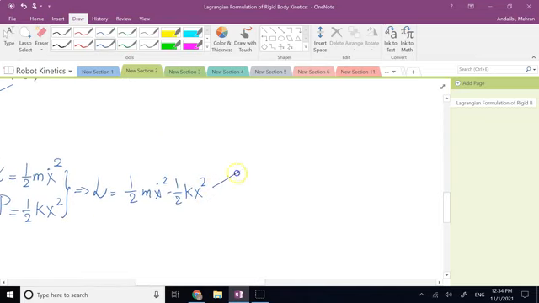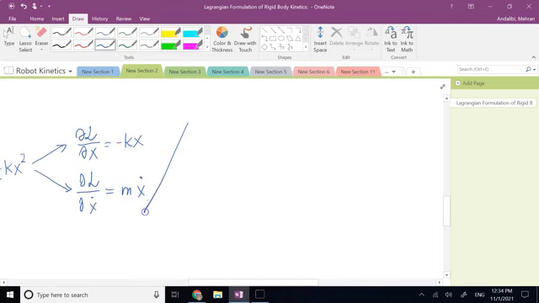And if you calculate those partial derivatives that you need, one of them is partial with respect to q, which is x here. It's going to be negative kx. The other one is with respect to x dot, which is going to be the m x dot term. And now if we apply our Euler-Lagrange equation, d over dt of this term here, minus partial of L with respect to x is going to be q of x.